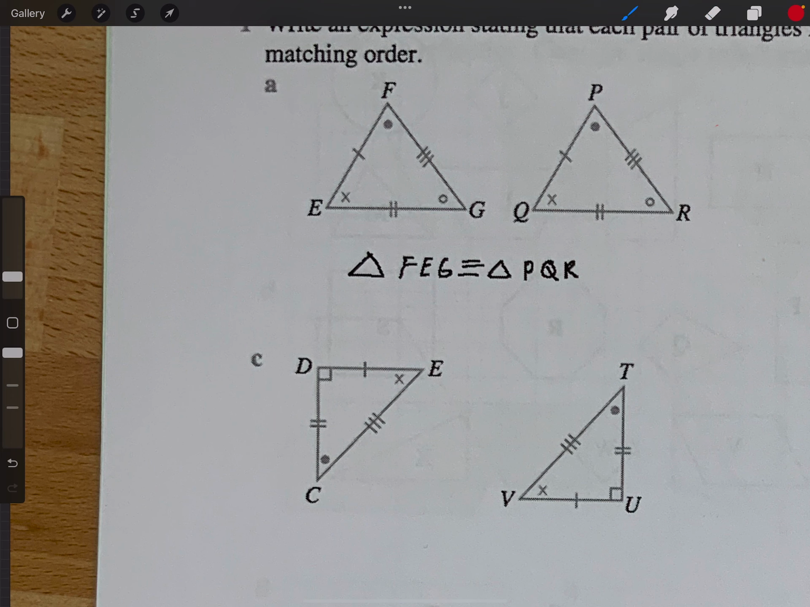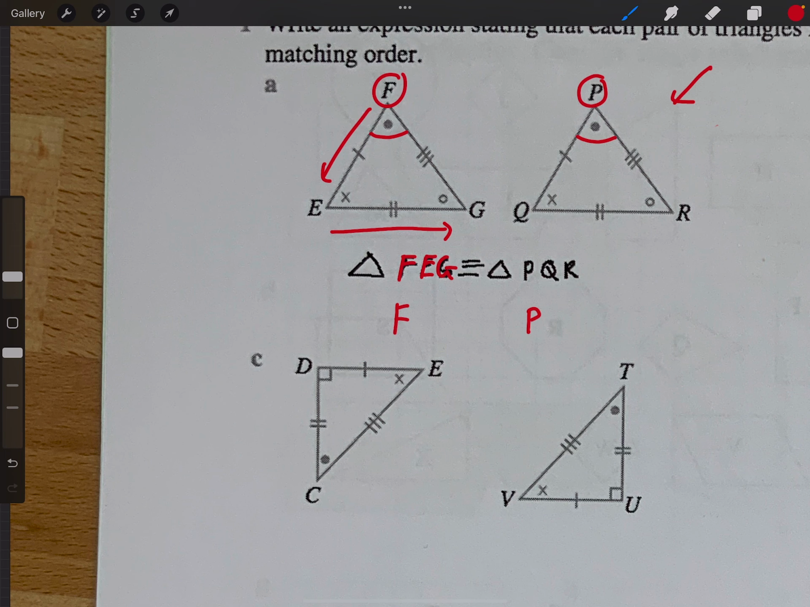When we write the triangle, we started from F and then we go to E and then G. Now when we start from F, we have to look at what angle F has. It has a dot, like a closed circle. So for the second triangle, we look for the angle with a dot, and that's right there, and that has the vertices P. So when you write F as the first letter, you have to write P as the first letter.